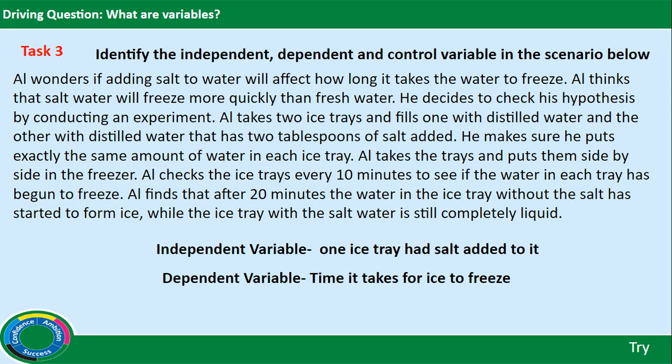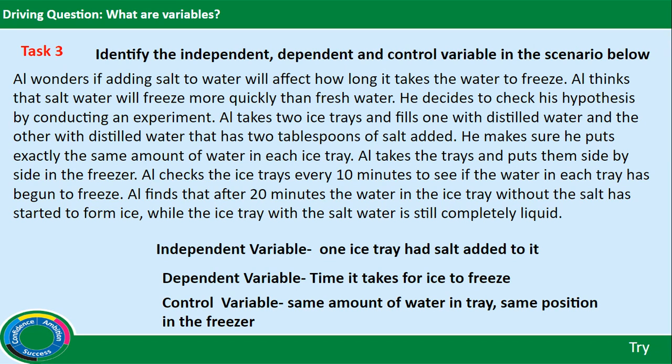So, what was Al measuring in this experiment? He was trying to measure the time it takes for ice to freeze. So, because he was trying to measure the time it takes for this ice to freeze, that will be the dependent variable, because that's what he's measuring, the time it takes for something to happen.